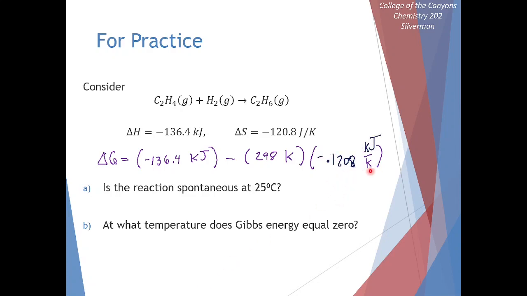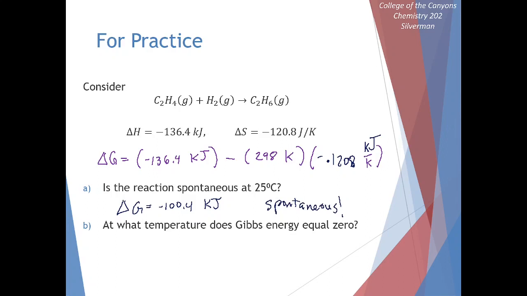This looks better. Now we can be subtracting kilojoules from kilojoules, and we can end up with a value. We get this result, negative 100.4 kilojoules, which is negative, which means our reaction is spontaneous.